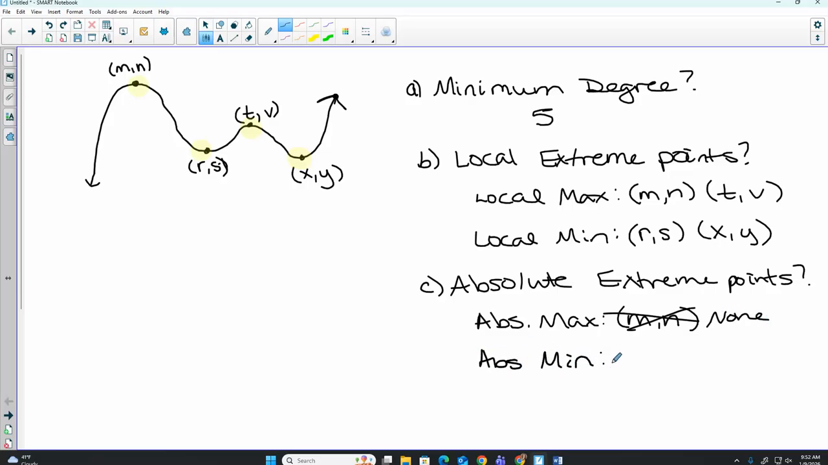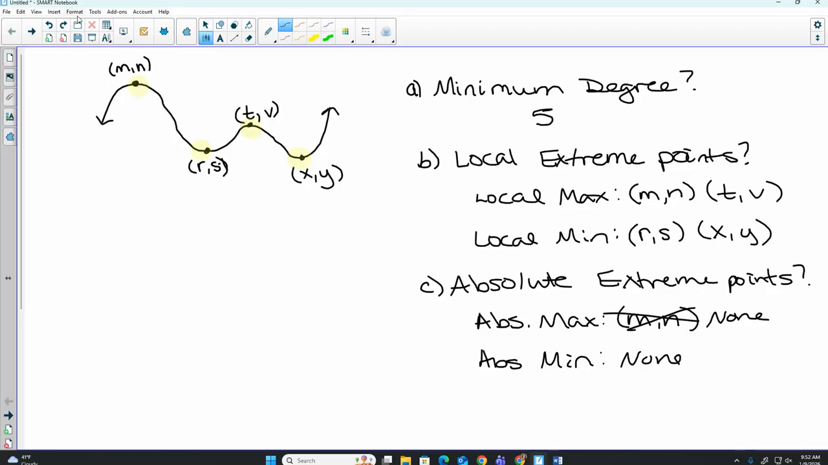Okay, do we have a lowest point? No. Now, what if neither of these had an arrow? What would be my absolute max? MN. My absolute min? XY. So just watch the arrows. You may or may not have those. All right, any questions about that stuff?